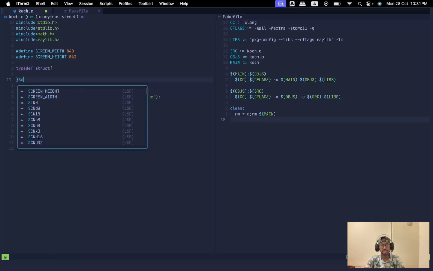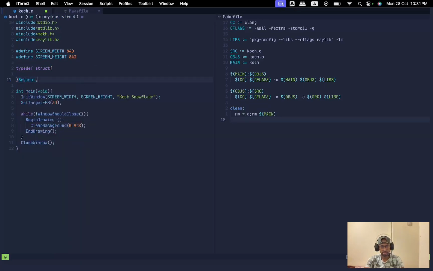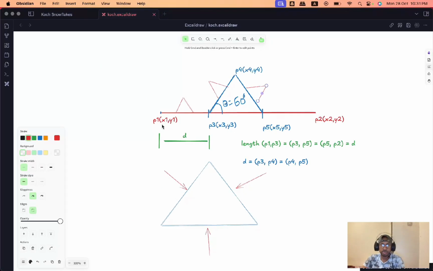Let's call this a segment. So this segment will have 2 points, so each segment can be represented by 2 points. So the first, not points, actually 2 vectors. So the first vector, like for this example, for this segment we have vector p1 and p2, so each will have an x and y coordinate.